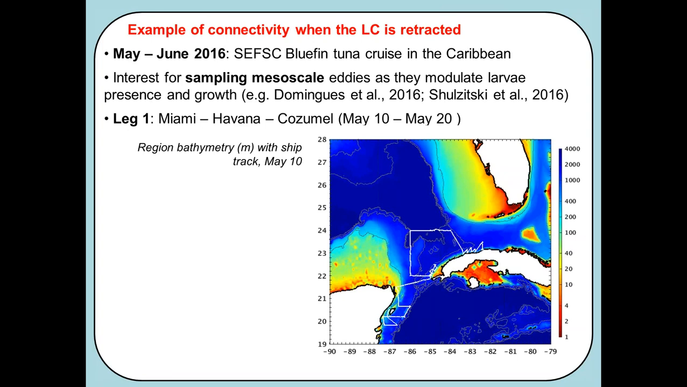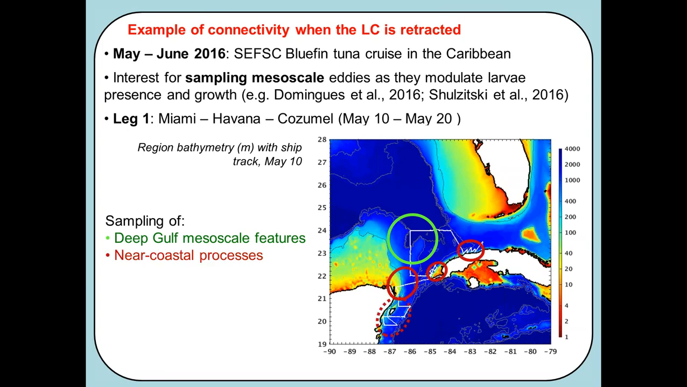And we were interested in sampling mesoscale features because we know that they can modulate and affect the presence and growth of fish larvae. So that's something that Ricardo has shown and Katie has worked on as well. So I'm going to present the sampling of a deep Gulf mesoscale feature that we encountered here. And also I'm going to present more near-coastal processes that we were lucky to sample along Cuba and along Campeche Bank. There were other processes here that I'm not going to talk about.